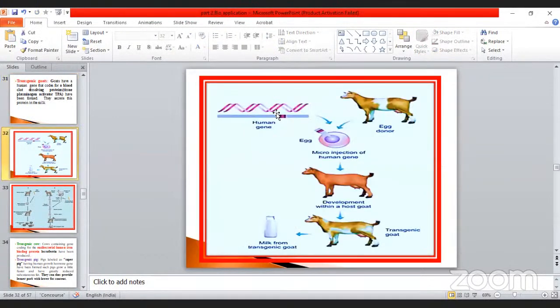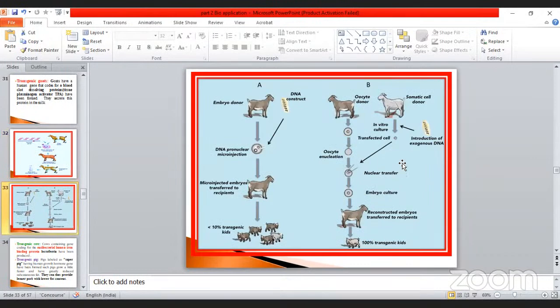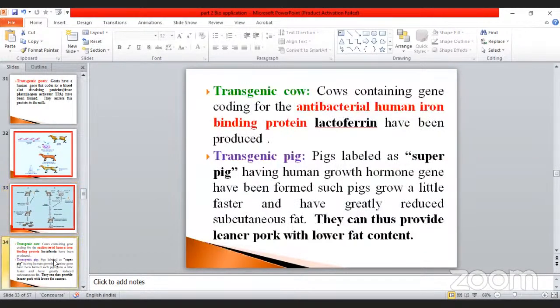See this one. This is the human gene. This is the egg donor. Both come in close contact together through the process called hybridization, biotechnology and genetic engineering, and are also inserted into the female. You will get the milk. That milk contains the TPA protein molecules that act against the blood clotting mechanism. It prevents blood clotting. See that one. This is another one. These are two different types of protein molecules that are produced. Okay, so go to the next one.